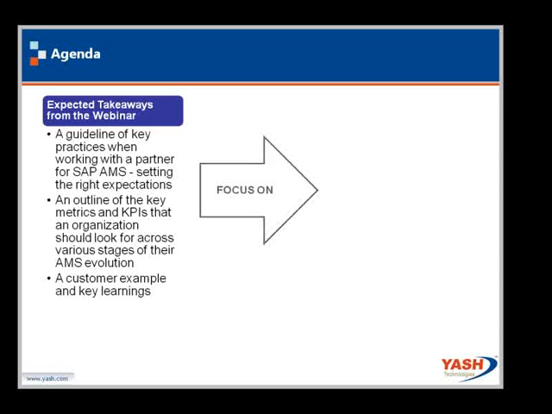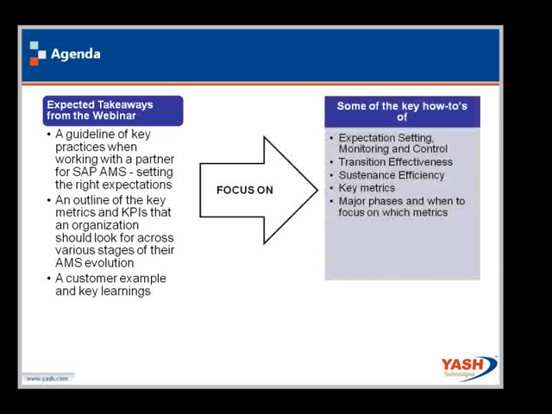The focus would be to see some of the key how-tos of expectation setting, monitoring and control, and how to do transition more effectively, how to do sustenance more effectively, the key metrics around that, and what are the major phases when you engage in an application management service engagement with a partner.